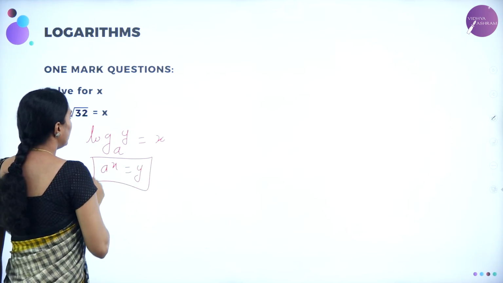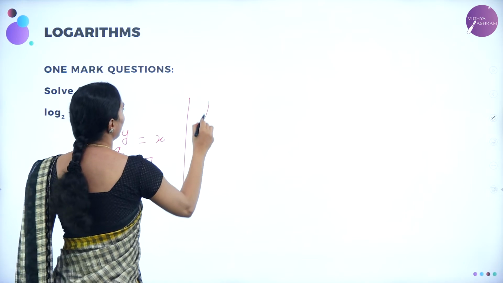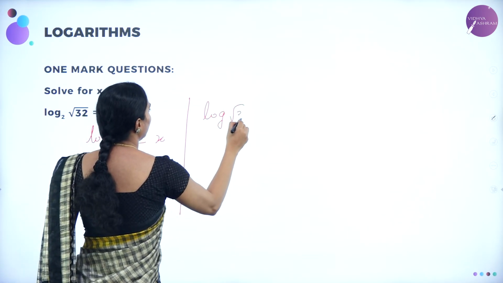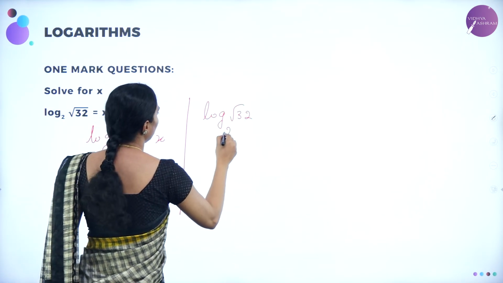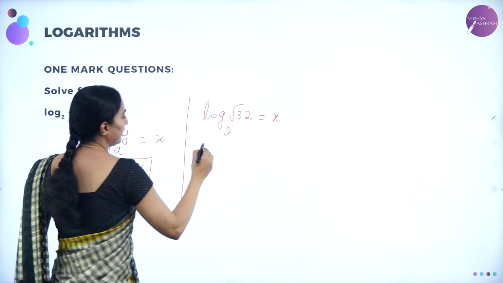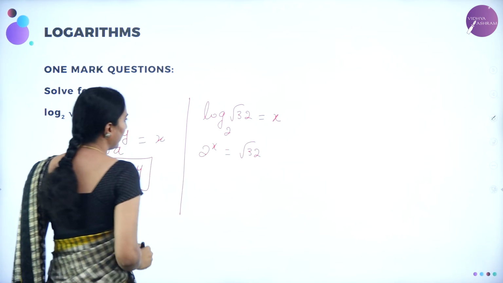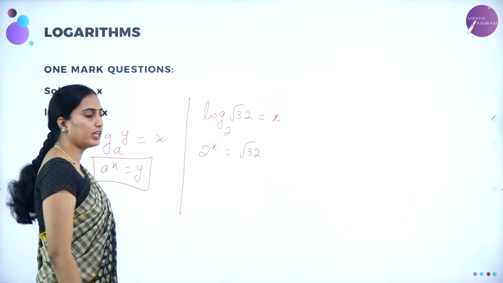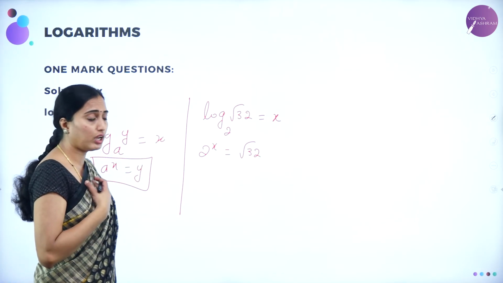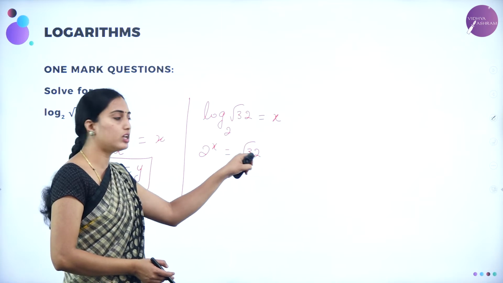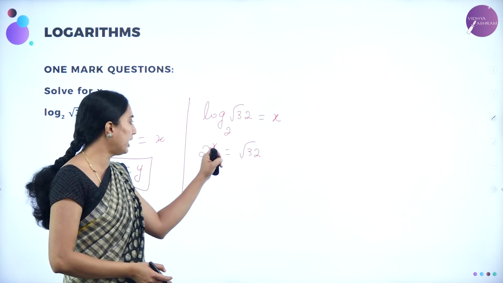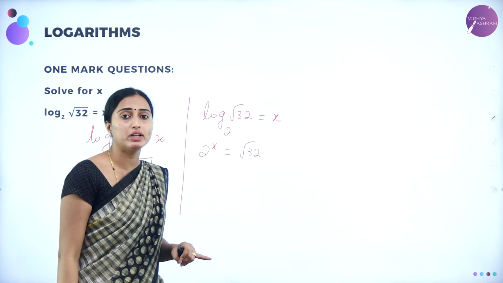So similarly, if I am going to take the problem log root 32 to the base 2 is equal to x, it means I can write 2 power x is equal to root 32. Now, we need to convert this also in the form of 2, because if the bases are the same, I can equate the powers. Why do I need to equate the powers?